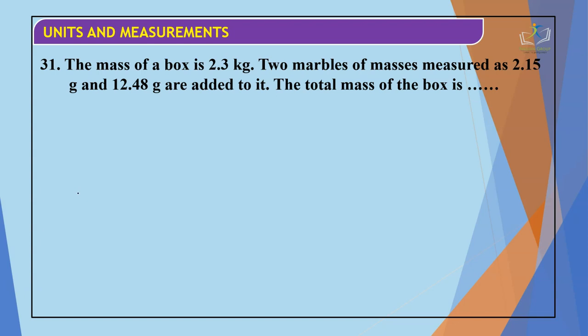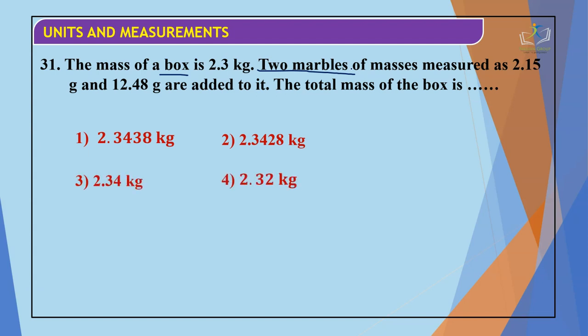So we have 3 things: first the box and 2 marbles. These 3 things we have. We have to calculate the total mass of the box. So we have been given the options. Again, the significant figure rule is applied here.